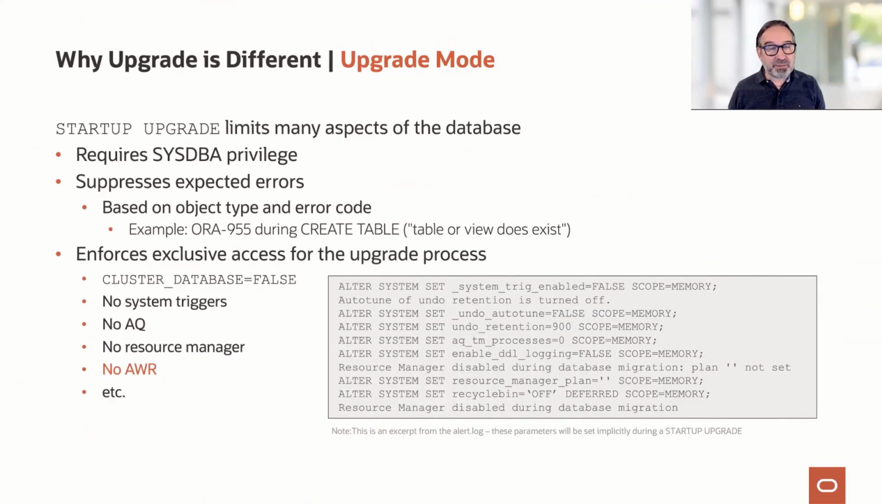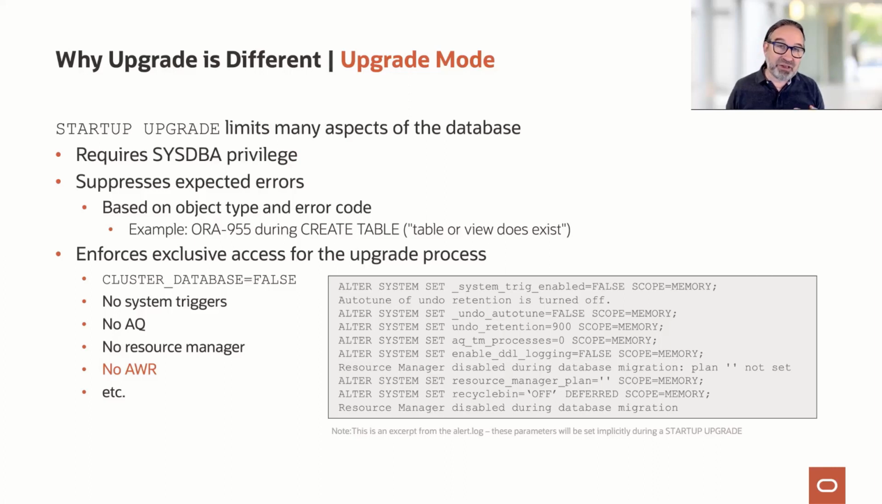Then during database upgrade, the database is in upgrade mode. And the upgrade mode is a very special mode. Or to be precise, when you look in the alert log, there's an ALTER DATABASE OPEN MIGRATE. And with that command, a lot of things happen in the background, things which are not visible to you. For instance, we suppress expected errors. We have a long list of conditional suppressed errors.